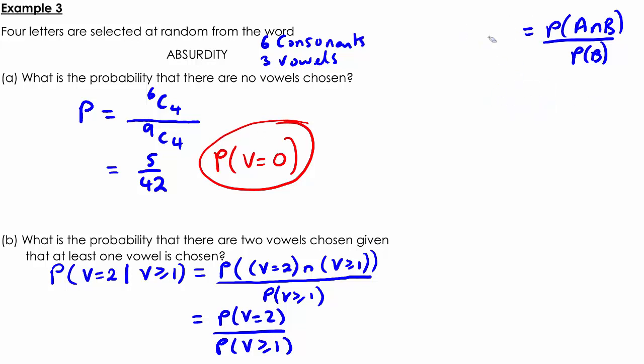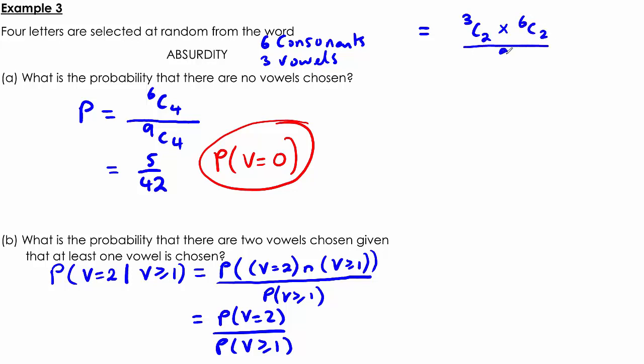And let's just clear off this little bit of explanation up here. I need to move over there to do the next bit of work. So, the probability that V is 2: from the 3 vowels we need to choose 2. And then we need 4 letters in all, so we need to choose 2 of the 6 consonants. Divide that by the total number of ways. And then here, V greater than or equal to 1 is just going to be 1 take away this one over here.